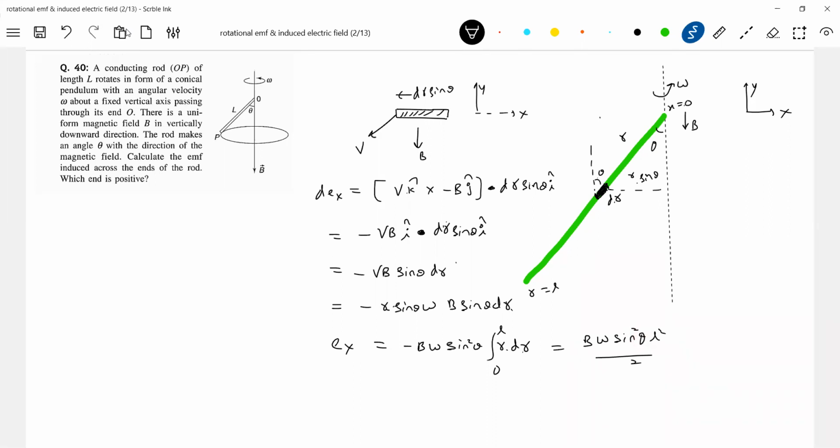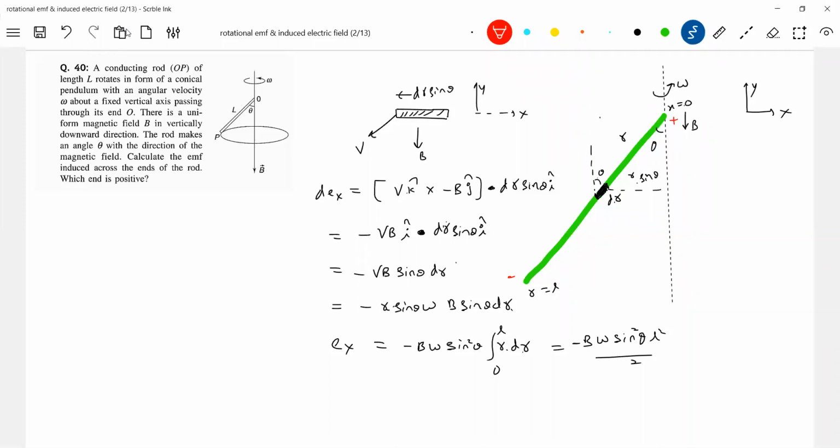Stick to the basic formula, you'll be on the safer side. Now which end will be positive, negative? How to decide? Take the tangential velocity, with B bar into the plane. So this end will be positive, this end will be negative. Since we integrated from x equal to 0 to L, I got negative, therefore this end will be negative.